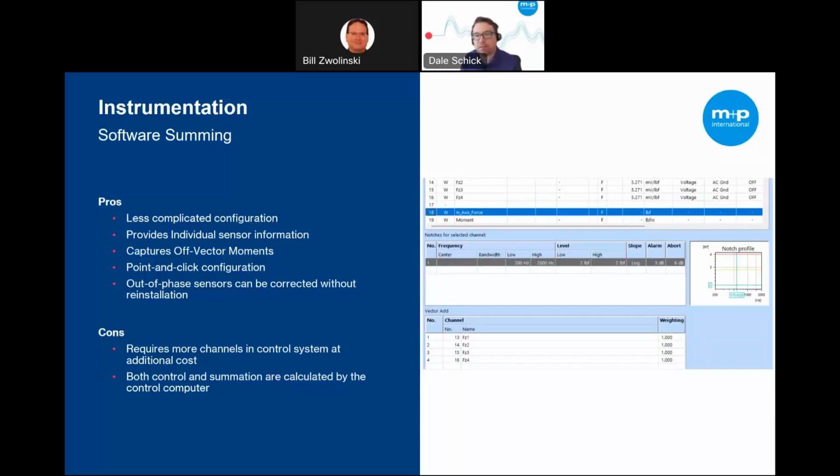Secondly, pseudo channels can be used for calculation and are only limited by the software. So groups of sensors can be summed separately. So for instance, if you had 4 dynamometers, as Bill explained, we could sum the local moments on each dynamometer and then combine those local moments into an overarching overturning moment.